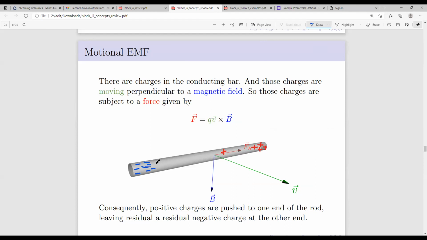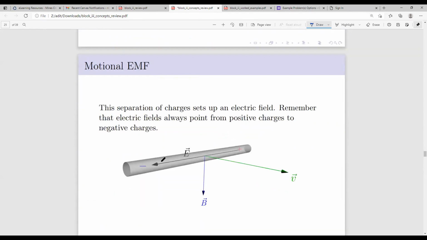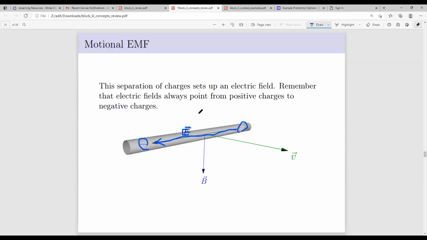But what do we know from block 1 when we have charges separated like this? Well, if we have some positive charges on one end of the rod and negative charges on the other, whenever we have positive and negative charges separated, there's going to be an electric field pointing from the positive charges to the negative charges. And this is really where we get to see the interplay between electric and magnetic fields.